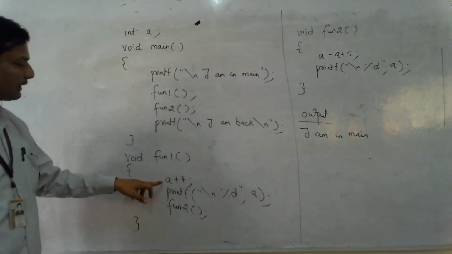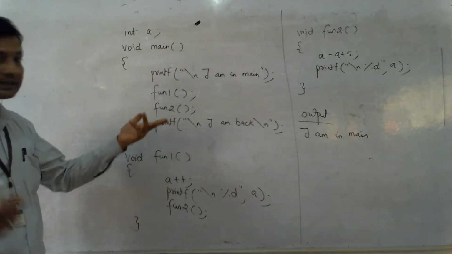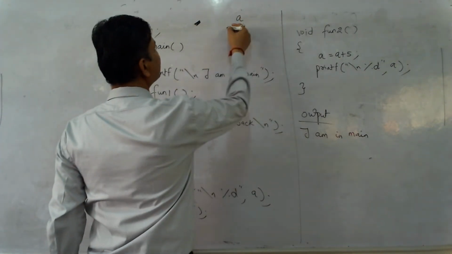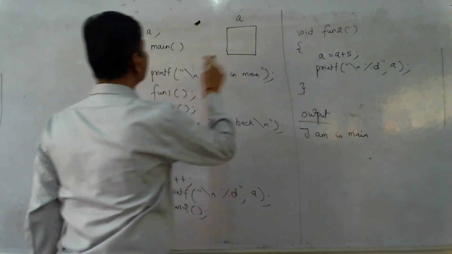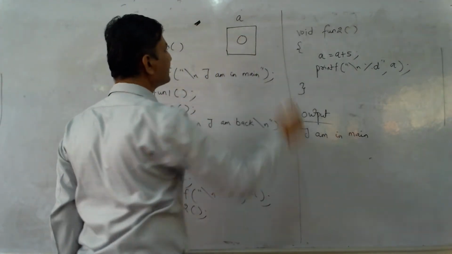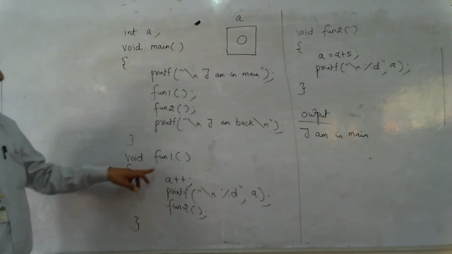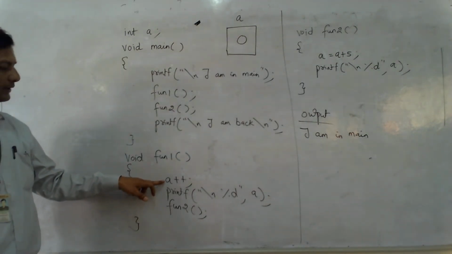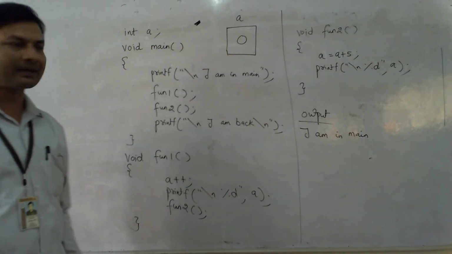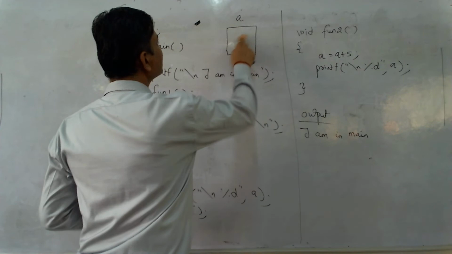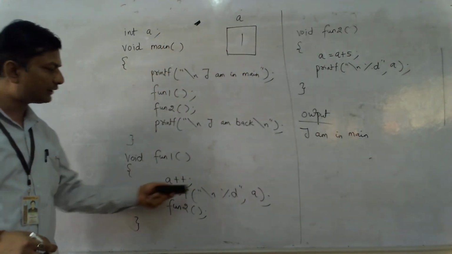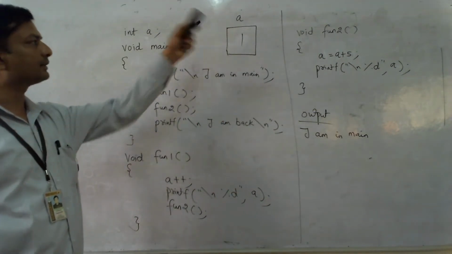So in fun1, the value of a is increased by 1. Where is a? A is declared here. So let's say a is this. Because this variable belongs to the external storage class, its default value is 0. So in this line, the value of a is increased by 1. A plus plus means the value of a is increased by 1. So 0 becomes 1. In the second line, the value of a is displayed. What is the value of a? 1.